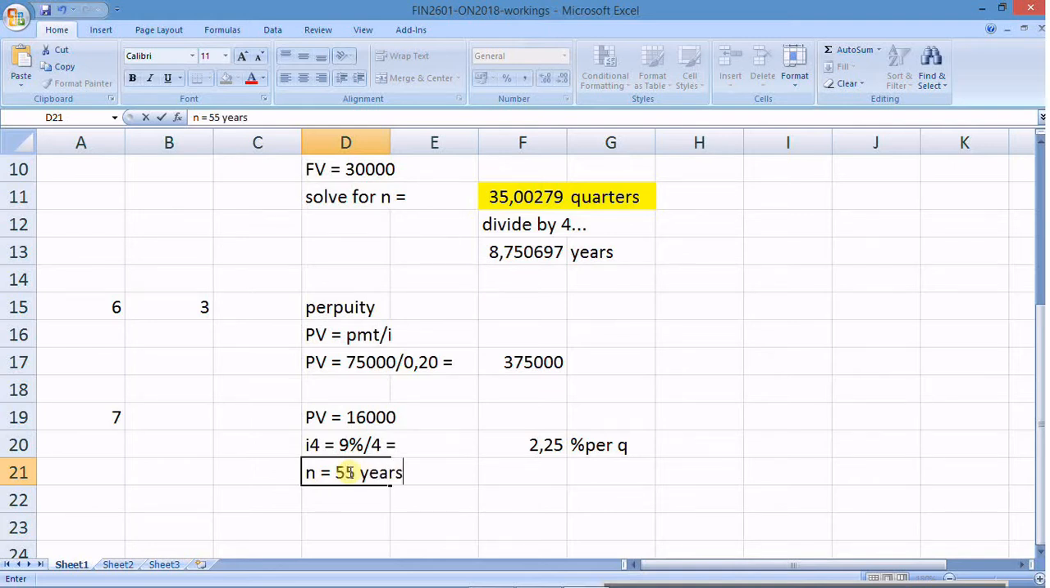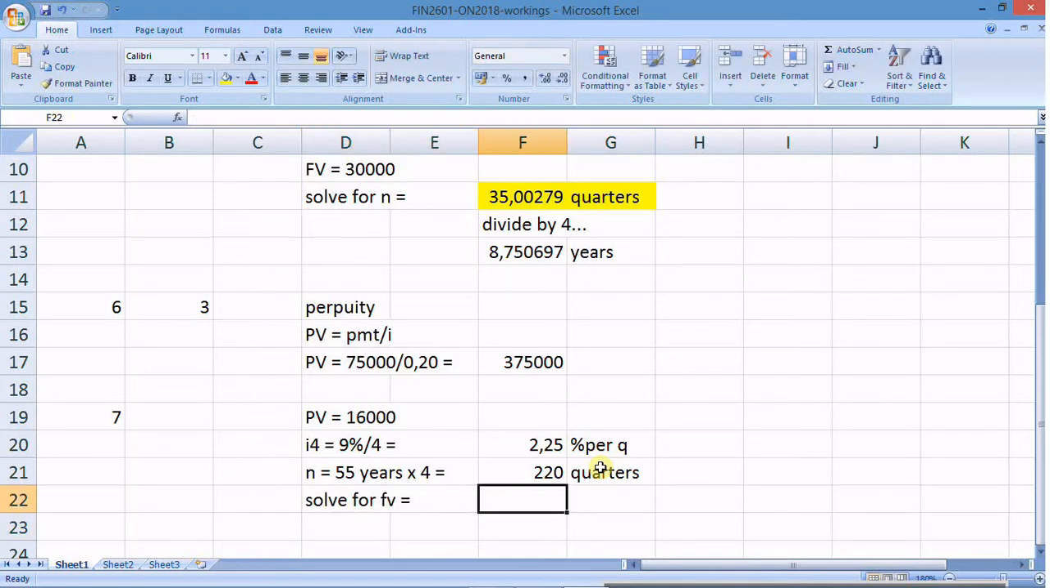55 years, but you can't use 55 years. You have to multiply it by 4, because there are 4 quarters in every year. So 55 times 4 is 220 quarters. Then you solve for FV, and let's see what we get. The future value: the rate was 9% divided by 4, the N was that, the payment 0.